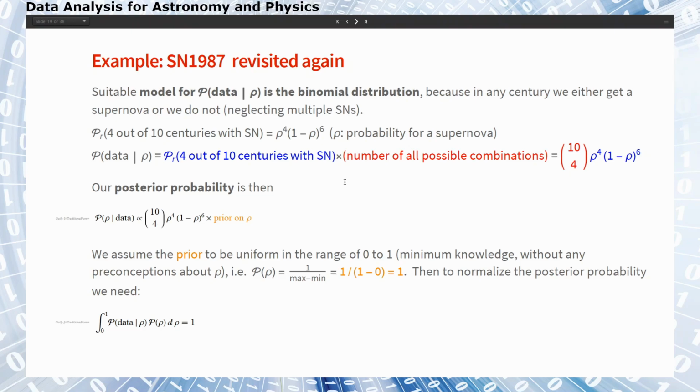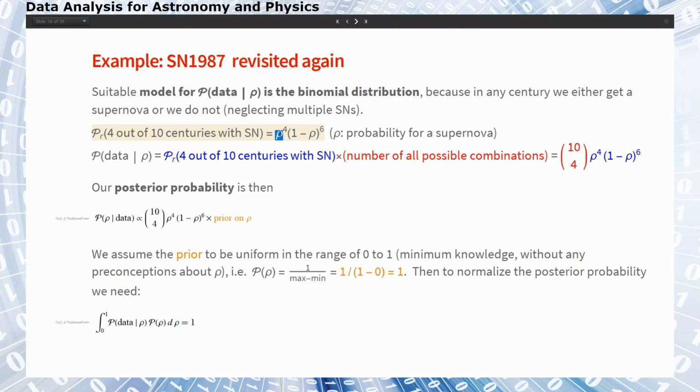Let's take a look at the individual factors. Let's take a look at the likelihood, the probability to observe a given data given that we know the probability. And a good model here is the binomial distribution, because we are asking what is the probability to observe a certain supernova in a century. So the experiment is either we have a supernova in the century or we don't.